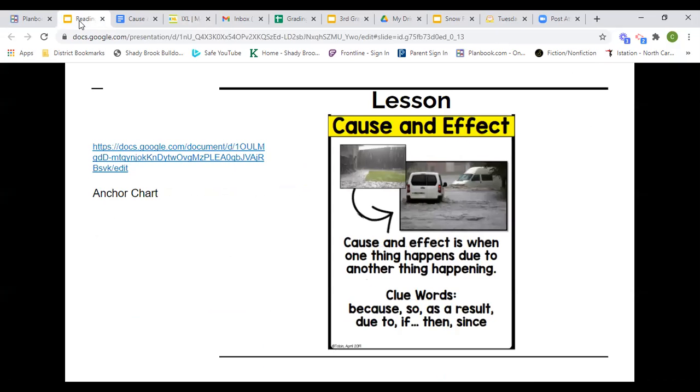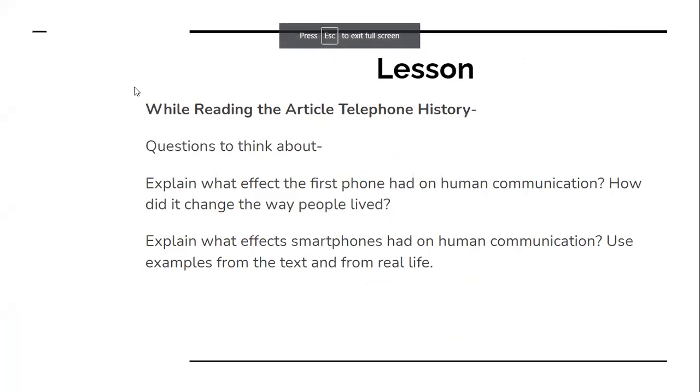So now we are going to go into our lesson. We're going to read the article, Telephone History. While reading it, I want you to think about these questions that we'll be working on together, and then you will be working on in a Google Form exit ticket. Explain what effect the first phone had on human communication. How did it change the way people lived? Explain what effects smartphones had on human communication. Use examples from the text and from real life. Okay, we'll go to the text next.